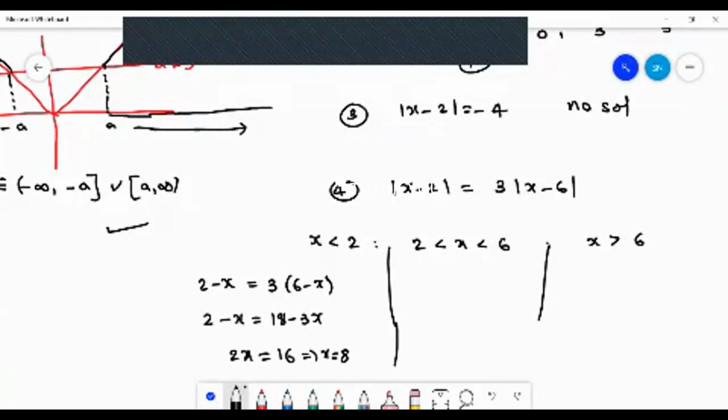But x is less than 2. You got x is equal to 8. So this is not possible. No solution in this case.